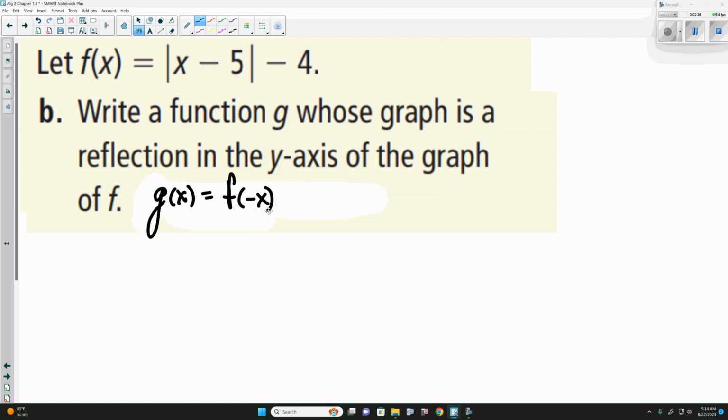And again, as we looked at these yesterday, since we don't have f of x anymore, we have f of negative x, which means that we have to change every x in our function from x to negative x. So our g of x function is going to equal, we'll have the absolute value, we replace the x with negative x, then we have minus 5. The other absolute value minus 4.